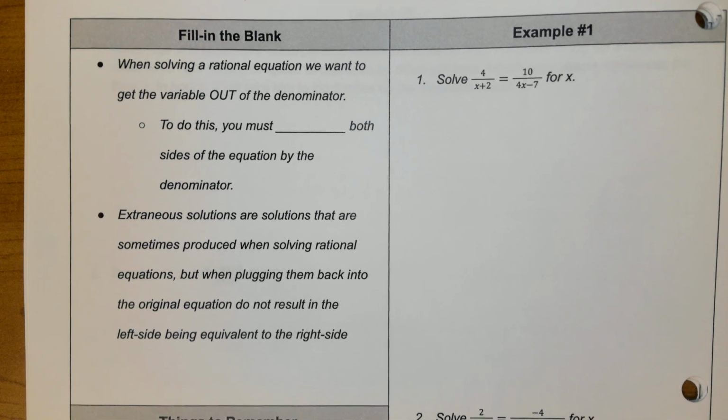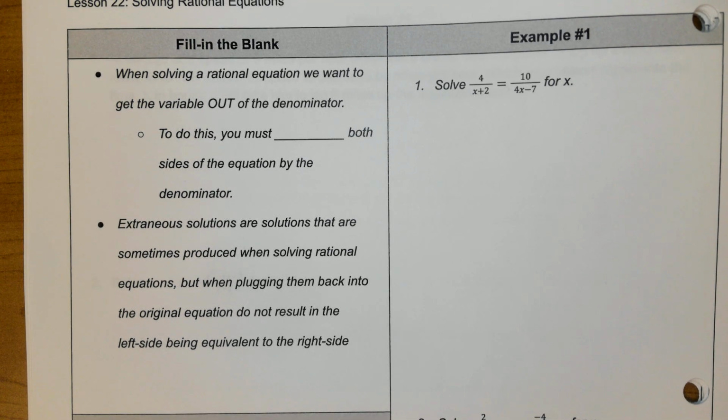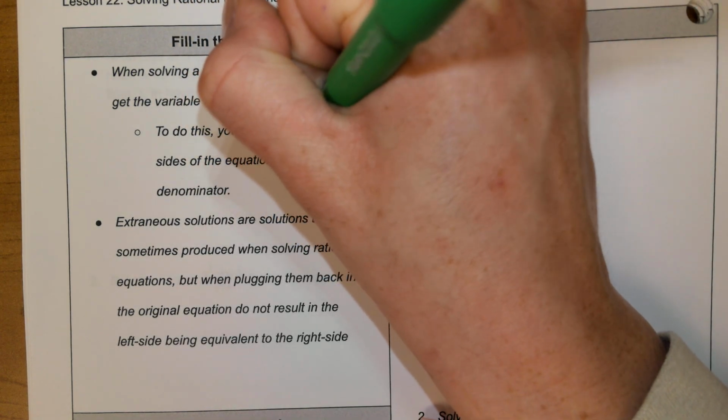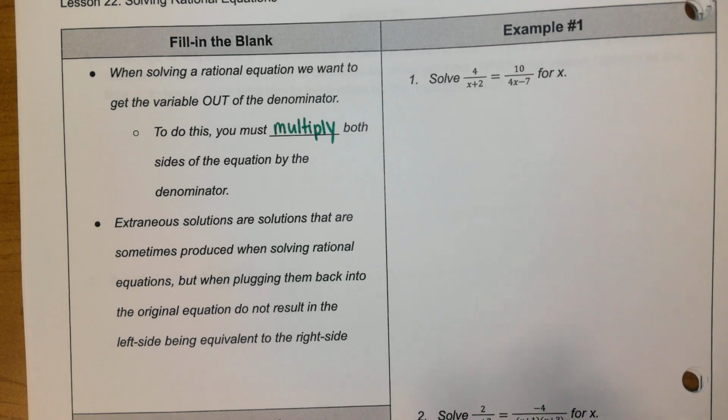Lastly, we're going to fill in our notes here, so I'll give you a second to take out your notes packet. It says when solving a rational equation, we want to get the variable out of the denominator. To do this, you must multiply both sides of the equation by the denominator.